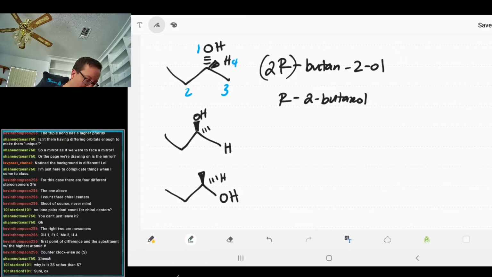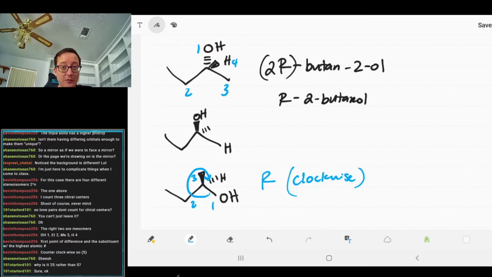If I keep rotating this, I'm rotating it kind of this direction. And now we can put our priorities on. 1, 2, 3. And if we draw our circle, we see that this is a clockwise circle. And so this is R. So you can rotate your molecule and then worry about it, but then you have to worry about how the heck do you rotate the molecule. And that can be difficult. It's tough to do 3D in your mind.